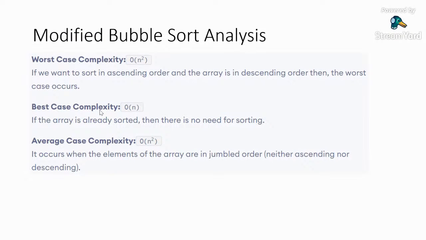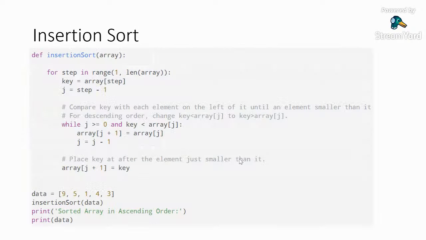So see the analysis of modified bubble sort. Worst case time complexity is order of n square. Best case complexity is order of n, and average case is also order of n square. Average case occurs when the elements of the array are in the jumbled order, neither descending nor ascending. That is nothing but the average case. Next, we will see the insertion sort.